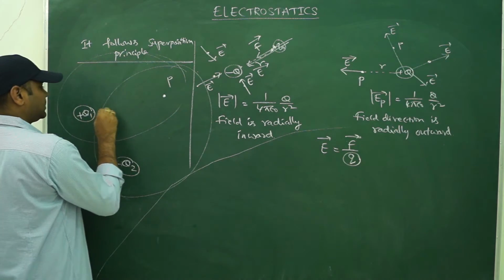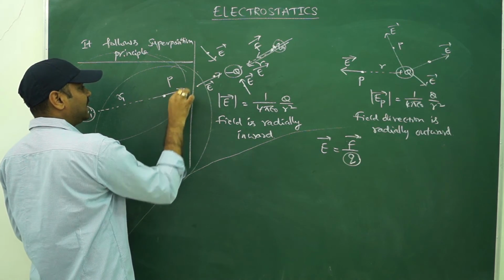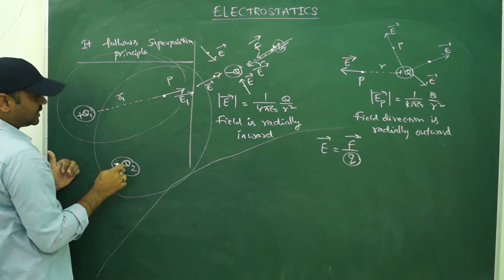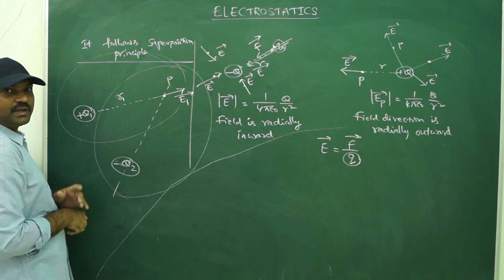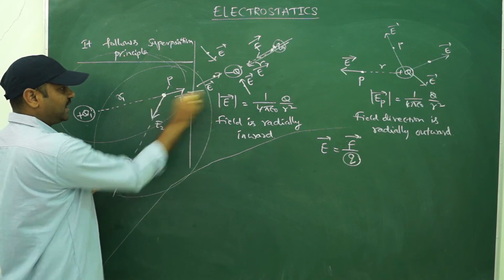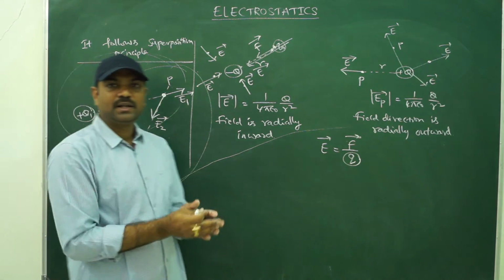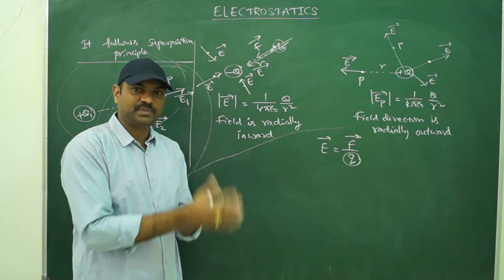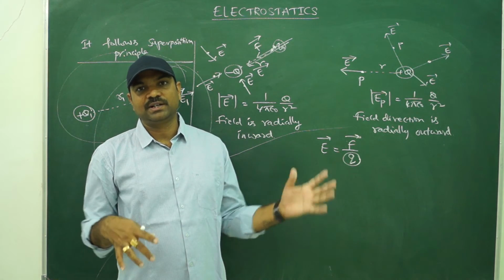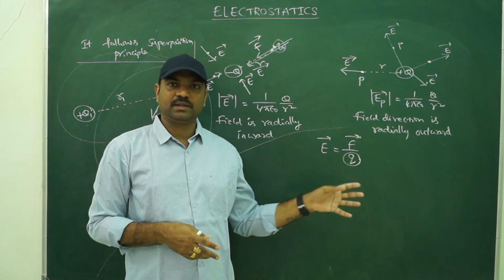Okay. Because of Q1, along the line joining, field will be there, and that field will be away from it because it is positively charged. Similarly, because of negative charge minus Q2, field will be along the line joining, but the negative charge field will be towards it. So at point P, E1 bar will be there, and E2 bar also will be there. Both the vectors are simultaneously present. This simultaneous presence is called the superposition principle. Even in the last lecture we discussed this, lecture 1 for electrostatics, Coulomb's law. If you want, you can refer to that video also.